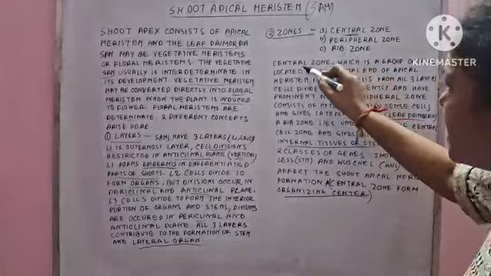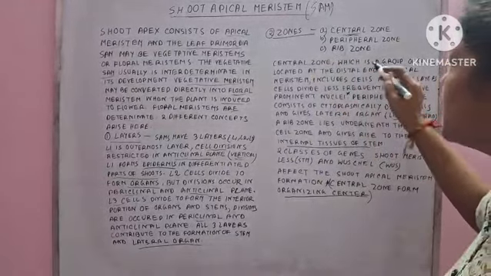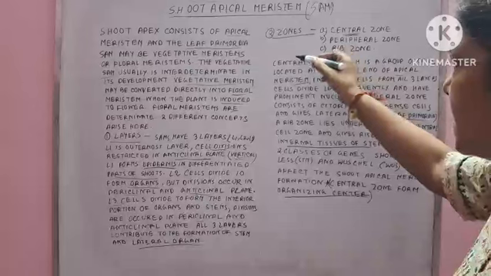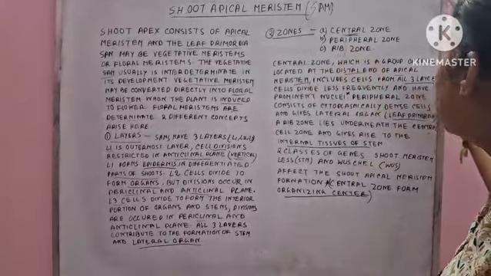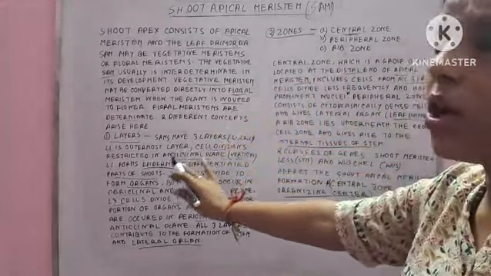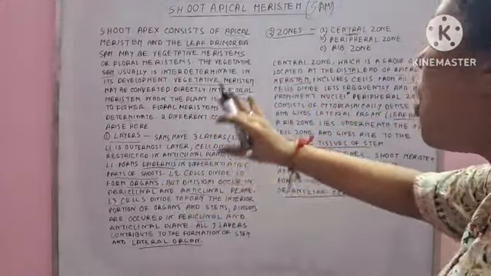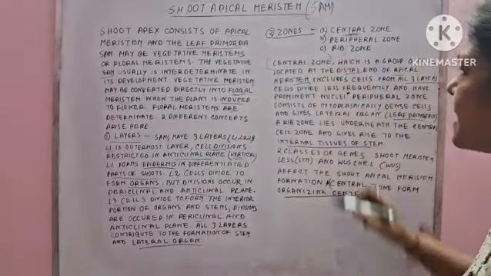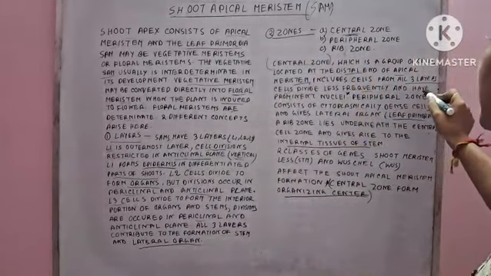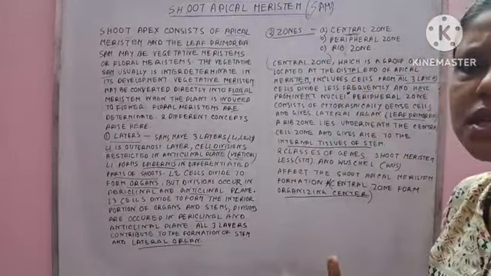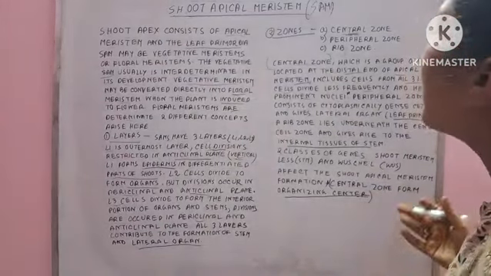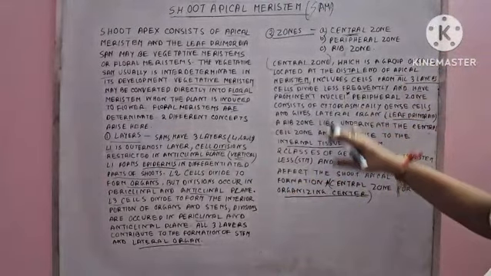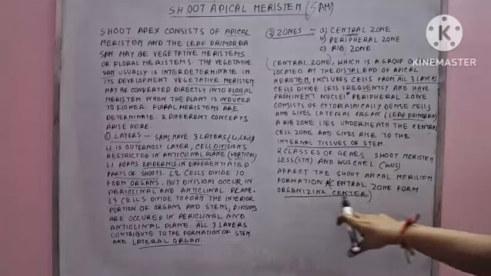The central zone, where is it located? It is located at the distal end of the apical meristem, and it includes all three layers already described here: L1, L2 and L3 are restricted within the central zone. The cells divide less frequently and have a prominent nucleus. So cell division occurs here very infrequently, and a prominent nucleus is present in every cell. You know that this central zone produces the organizing center.